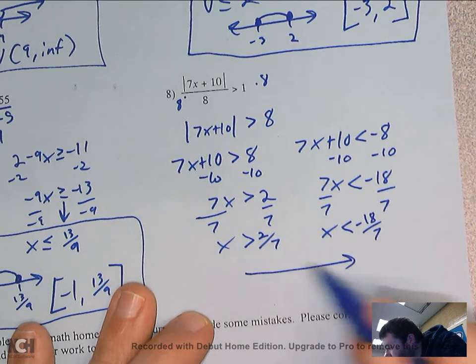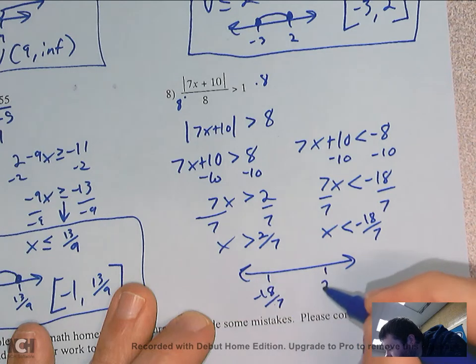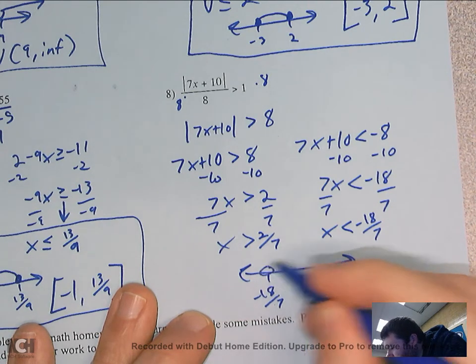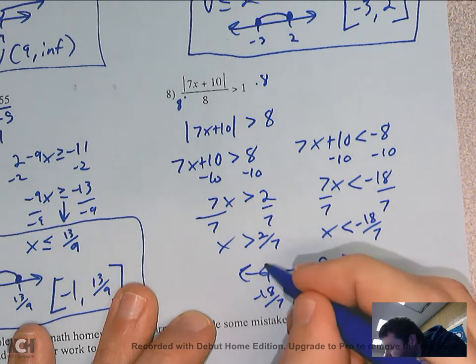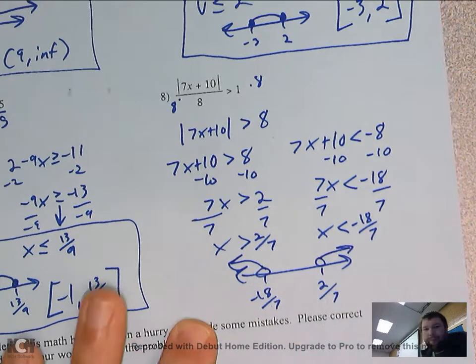So when we graph it, we'd have -18 over 7 and 2 over 7. They both be open circles. That's less than -18, so it's going that way. Greater than 2 over 7 going that way.